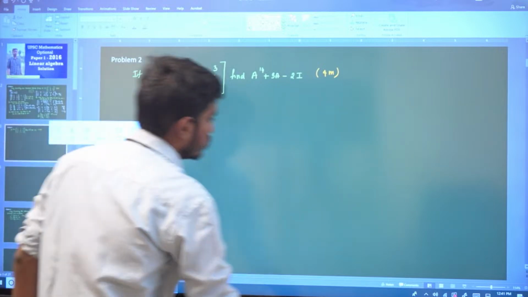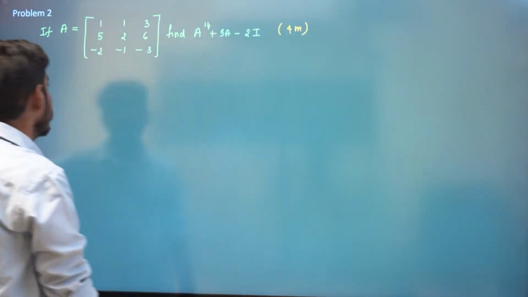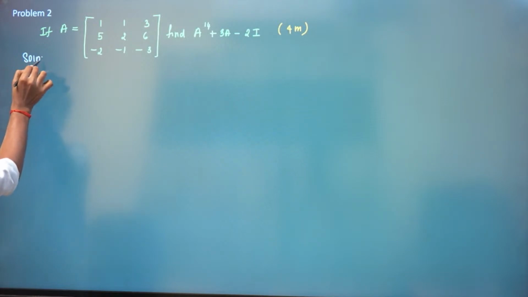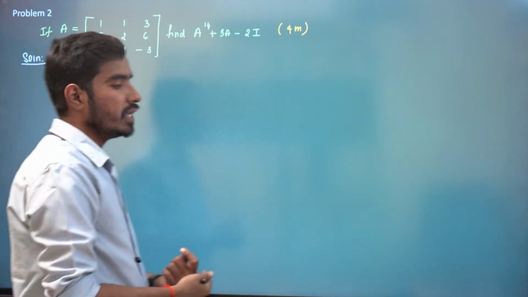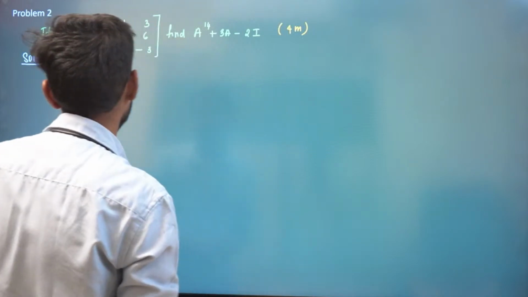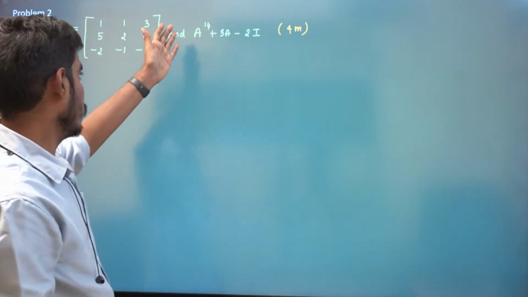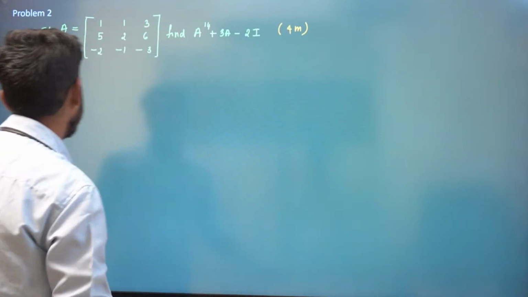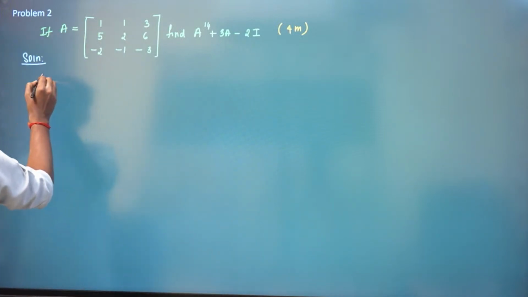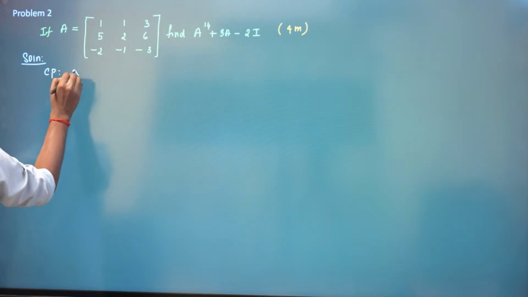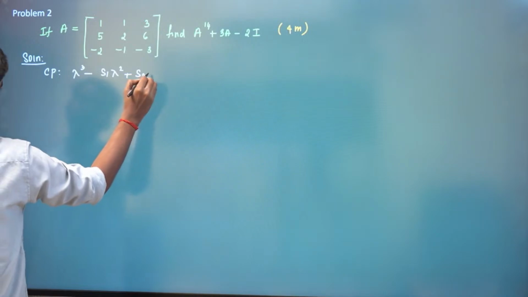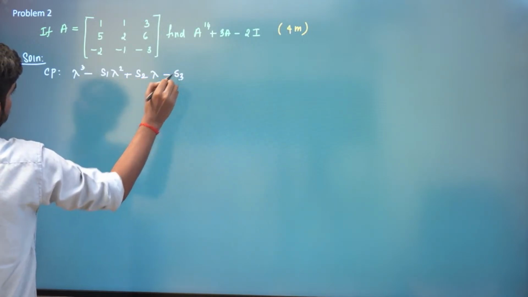Okay. So next question, a very simple question, carries 4 marks. They have given A. We need to find A power 14 plus 3A minus 2I. There is no time to find A power 14 at all. So we will try to make use of the Cayley-Hamilton theorem. So we will find the characteristic polynomial for this. So what is the characteristic polynomial? Lambda cube minus S1 lambda square plus S2 lambda minus S3.